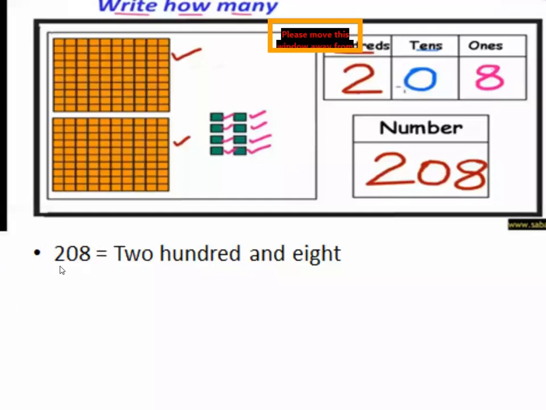So how to write this number in words? 208 is equal to TWO 2 HUNDRED 100, AND. After 100, write AND, EIGHT 8. So this number is called 208.